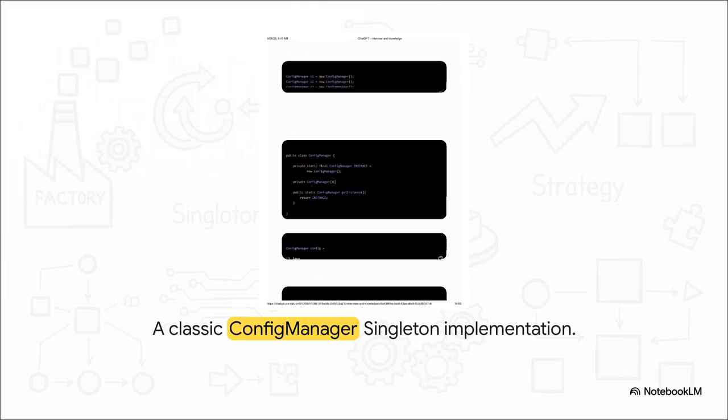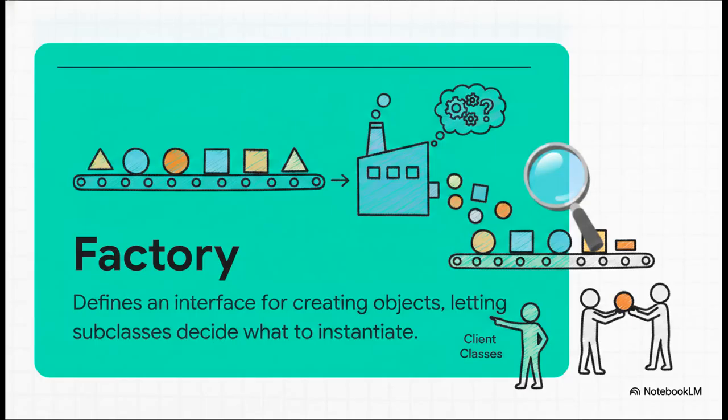Now, a classic config manager Singleton uses a private constructor and a static final instance to completely lock down object creation. By making that constructor private, you are physically preventing other classes from using the new keyword to spawn unauthorized copies. Instead, they have to call the getInstance method, and that method hands over that one single shared object. Simple, but super effective. Next up in our Tier 1 heavy hitters is the factory pattern.